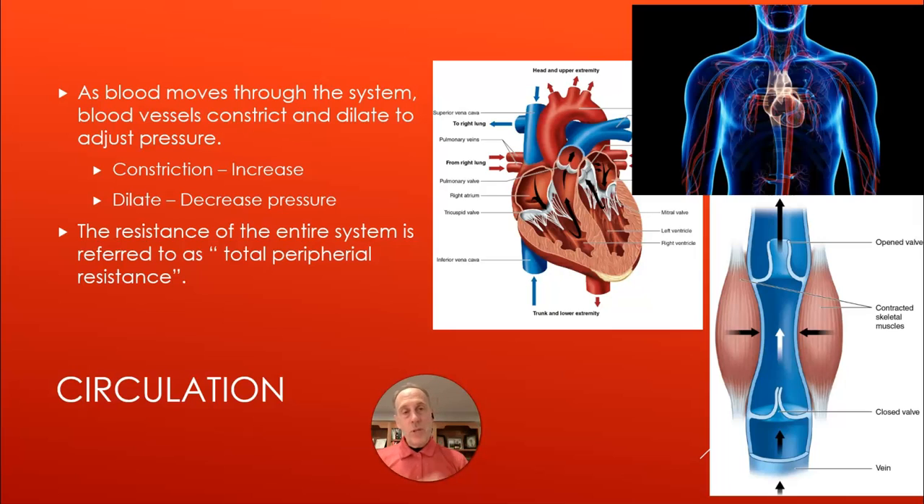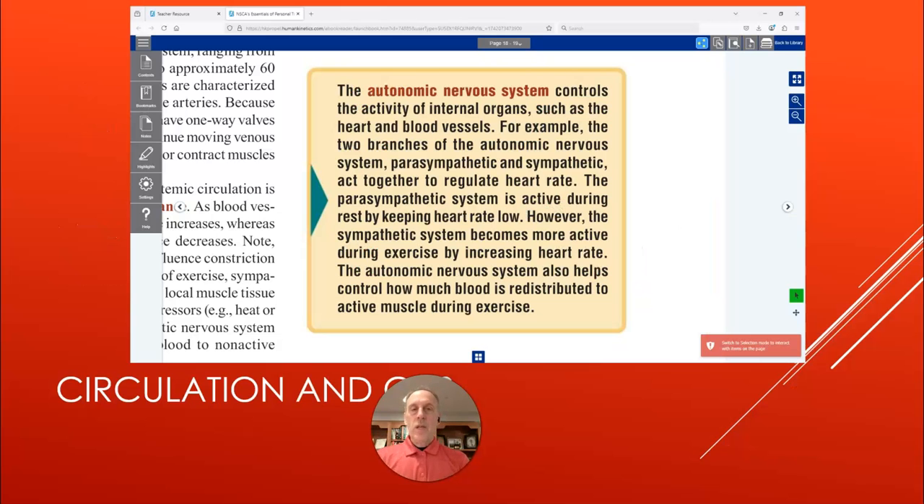For some people, they don't have the ability to constrict and dilate, right? They've lost their elasticity. They also maybe have plaque on the inside of the vascular system. As a result, they've lost the ability to constrict and dilate, and what ends up happening is they have a greater amount of resistance to blood flow as it goes through the system.